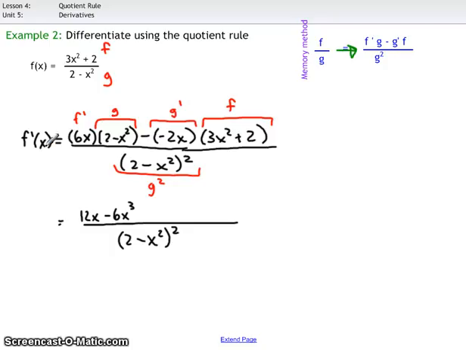So I'm just going to circle that. So I'm just going to think of that as being a plus and then distributing in. So I've got plus 6x cubed. That's handy. It's going to cancel out. Plus 4x. Okay, that's what we should have there. And if we clean that up, the 6x cubes cancel out. 12x plus 4x is 16x. 2 minus x squared squared, we're going to leave. Okay, and that's your derivative using the quotient rule.